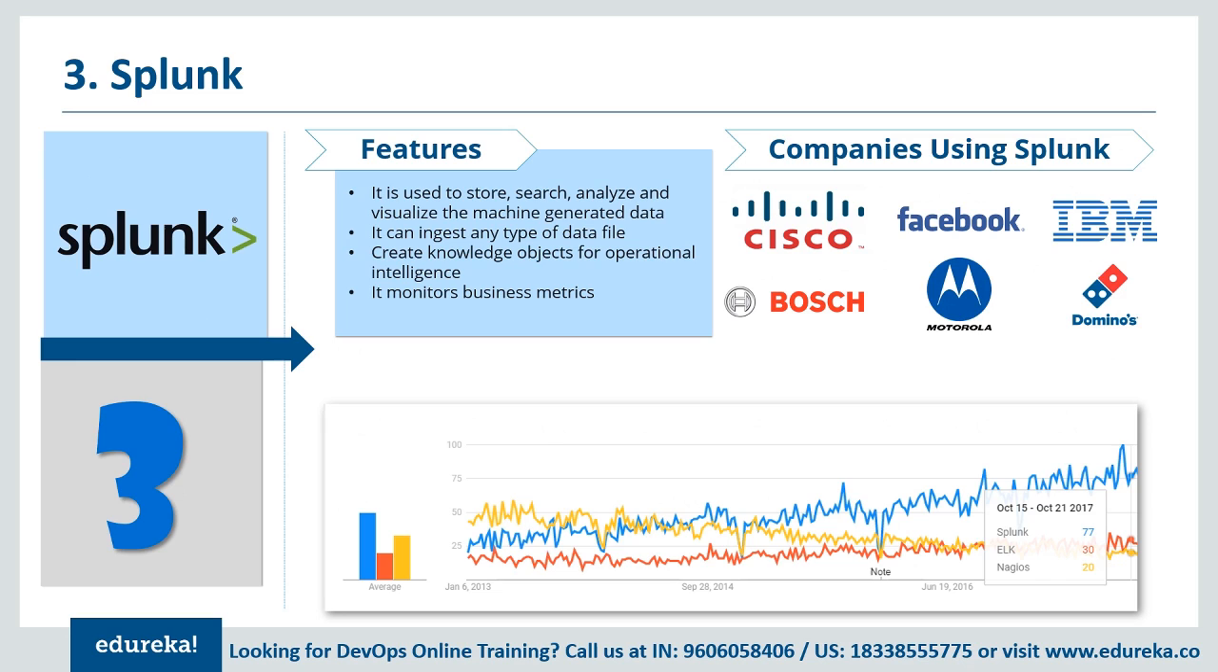And Splunk, as we know, is one of the most popular tools for continuous monitoring, where Splunk is mostly used for storing, searching, and analyzing information generated by machines. Basically, it is used for creating knowledge objects. It also monitors all the business metrics as a part of Splunk. The companies using Splunk include Cisco, Facebook, IBM, Bosch, Motorola, Domino's. These are all using Splunk.